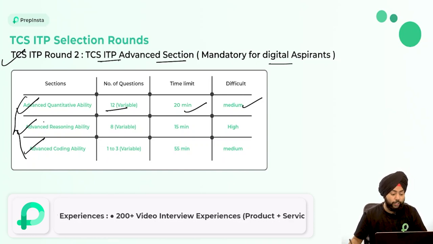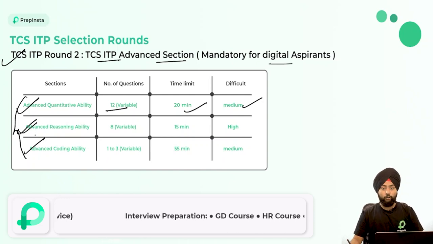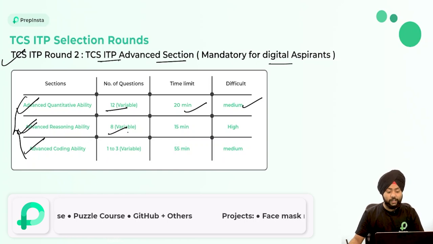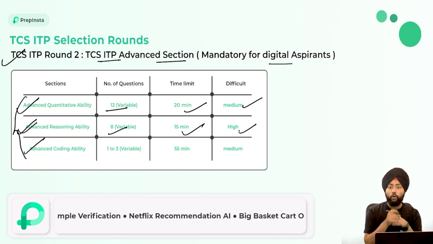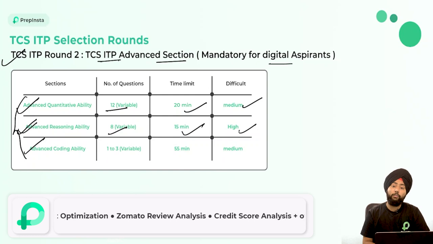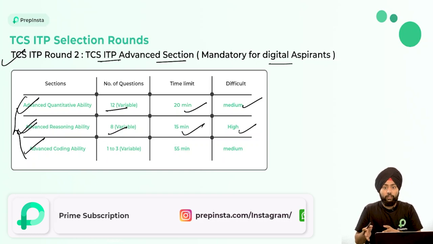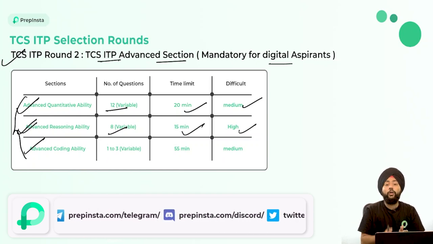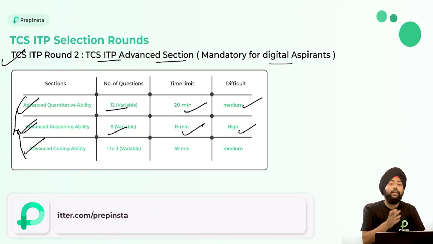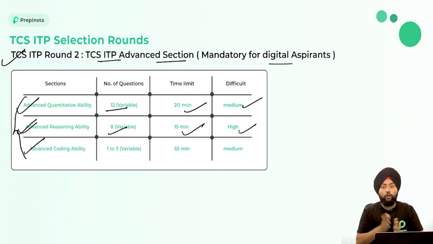Moving to TCS ITP advanced reasoning ability, or you can say logical ability. The number of questions will be 8, the time limit will be 15 minutes, and the difficulty level will be high. Talking about topics in reasoning ability, there will be topics like data interpretation, decision making tables, or selection decision tables. These are the topics that come in the advanced level, where the possibility of making a mistake is higher. That's why they put these topics in the advanced level, along with image interpretation. These kinds of topics are asked a lot in TCS Digital also, so there is a possibility of the same topics being asked in the TCS ITP advanced section.